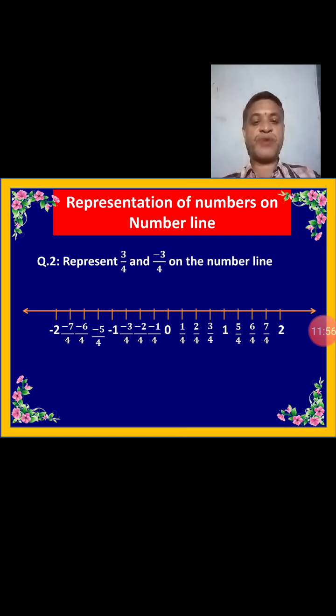Now what numbers do we have to represent on the number line? Right, 3 by 4 and minus 3 by 4. Where is 3 by 4? Here is 3 by 4. Where is minus 3 by 4? Here is minus 3 by 4. Okay, I think all of you understand it.